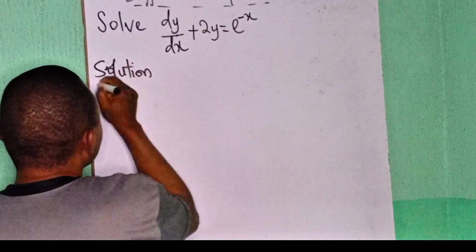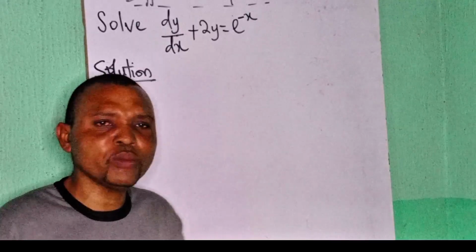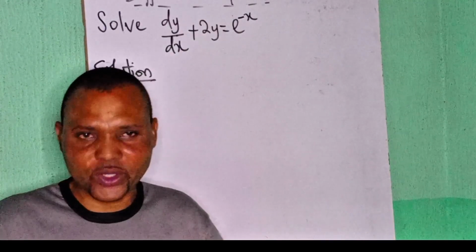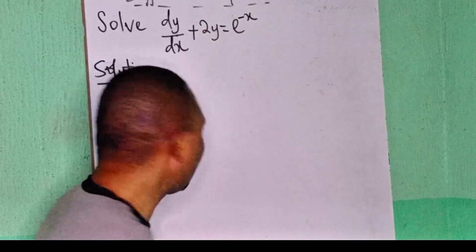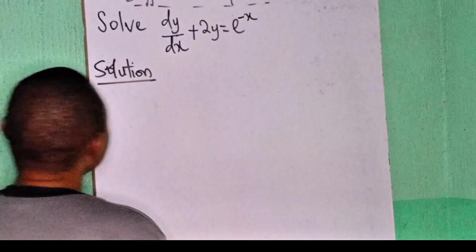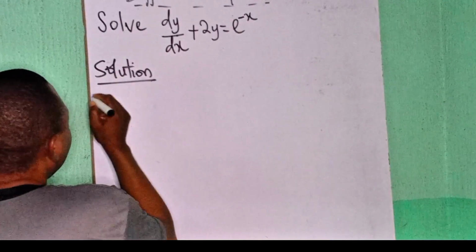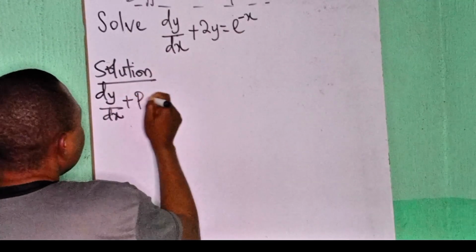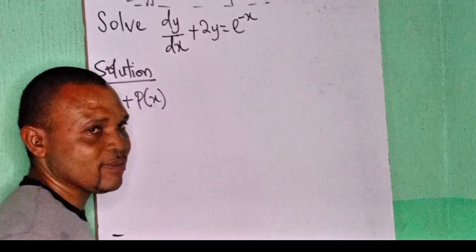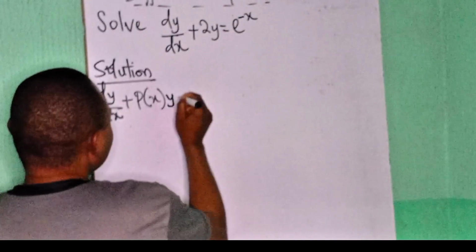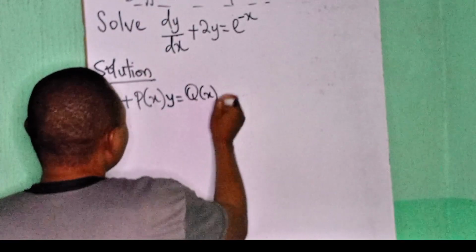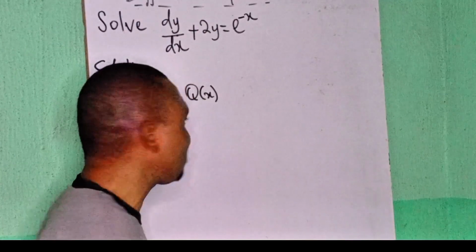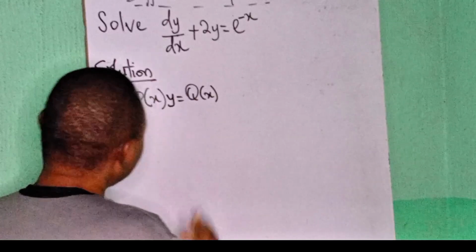Solution. Now I'm going to be applying what I call the integrating factor in solving this particular question. So how do I introduce it? Look at the board. Now, this is a first order differential equation, so I can write it like this: dy/dx plus p as a function of x times y equals q as a function of x. So you can see that this is similar to this. It's a first order differential equation. All right, so let us go.